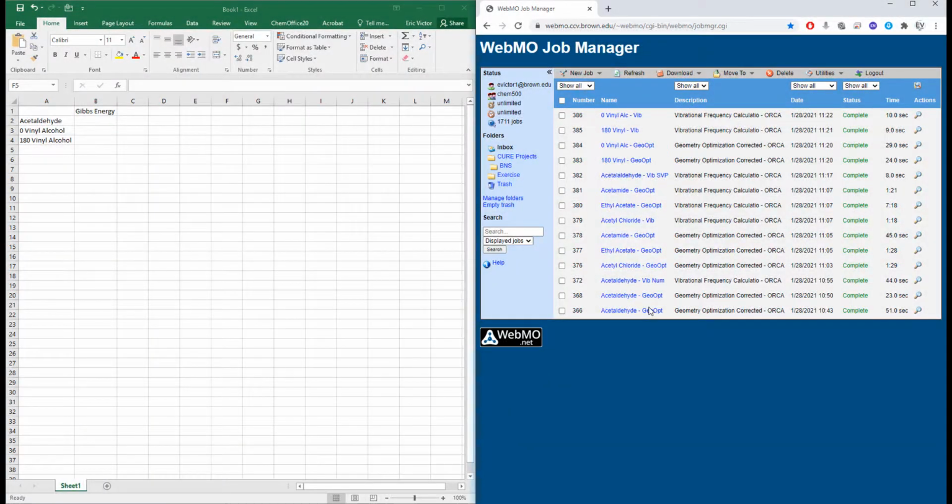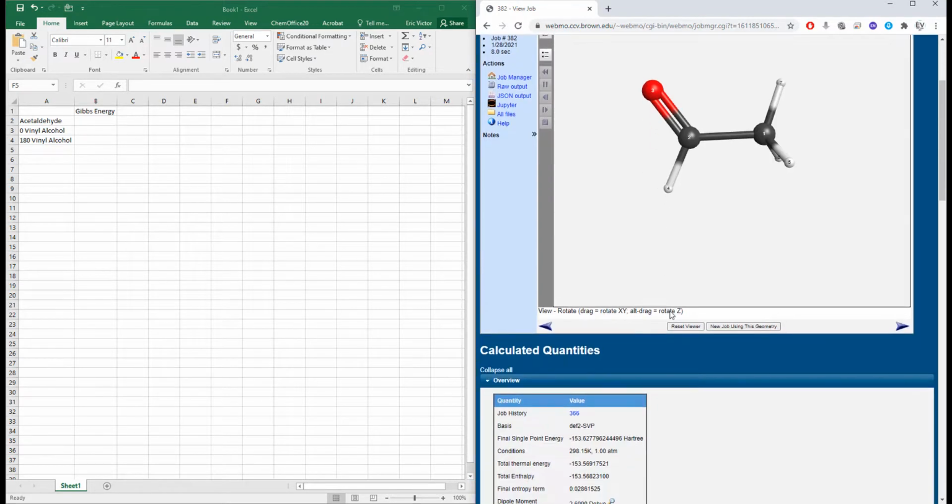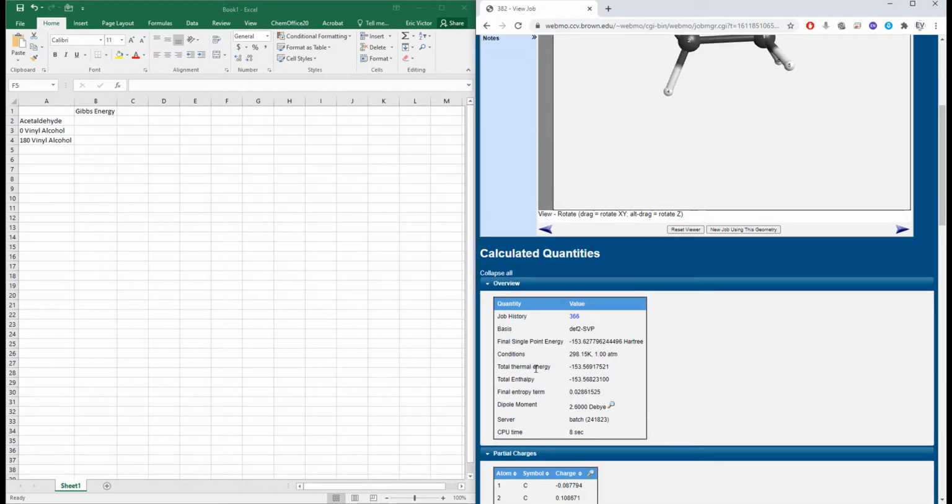So one thing that also gets computed when you do a vibrational frequency calculation is not only the frequencies of the vibrations, but you actually get a lot of thermochemical information as well. If we look at the output file for acetaldehyde, under calculated quantities, it gives you the total thermal energy, the total enthalpy, the final entropy term, and so forth. These numbers are given in what's referred to as Hartrees.